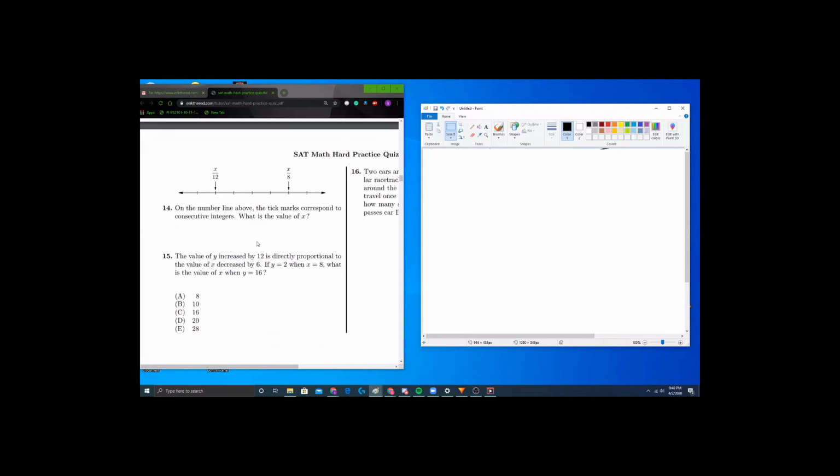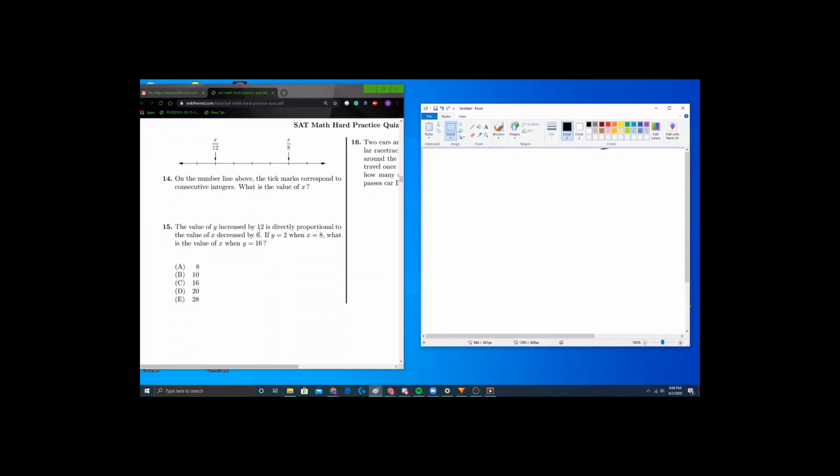Question 14. On the number line above, the tick marks correspond to consecutive integers. What is the value of x? So we know that because they are consecutive integers, first of all, both of these numbers have to be whole, and they're going to have a difference of 1, right? Because consecutive numbers are right next to each other. 1 and 2 are consecutive numbers. They are right next to each other on the number line.